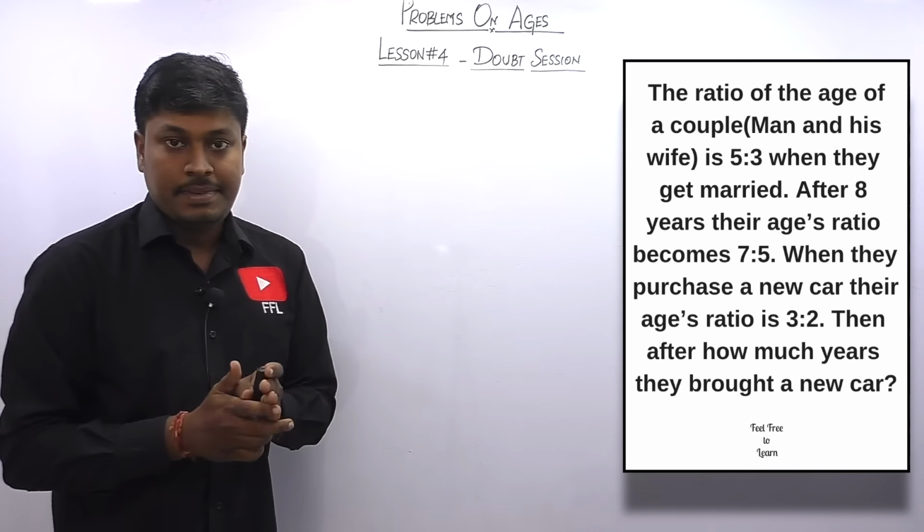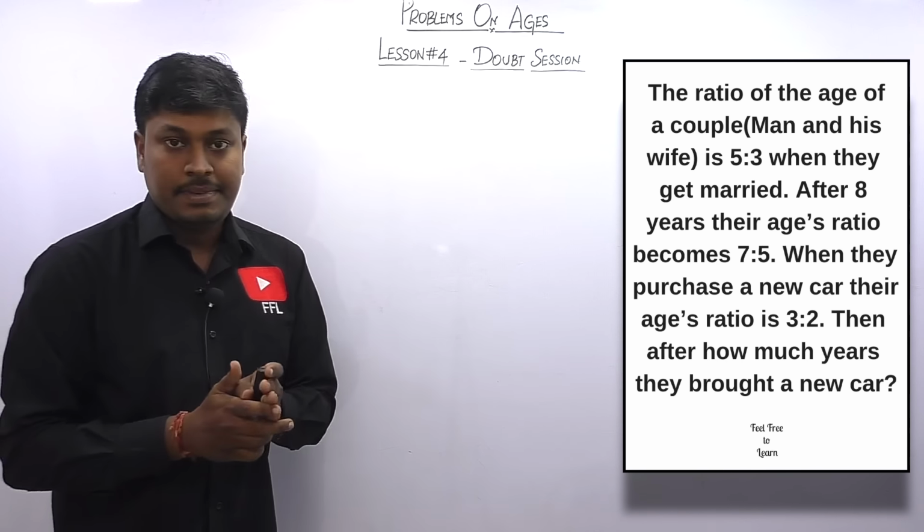Interesting question. First let me do one thing. By using the first two data, at the time of marriage and after 8 years, by using the two ratios, let me find the age of the man and his wife at the time of marriage. If we find their age at the time of marriage, then finding the year at which they bought a car is very easy.